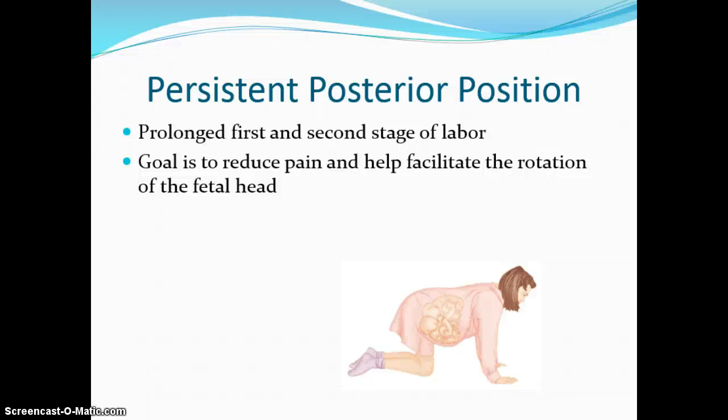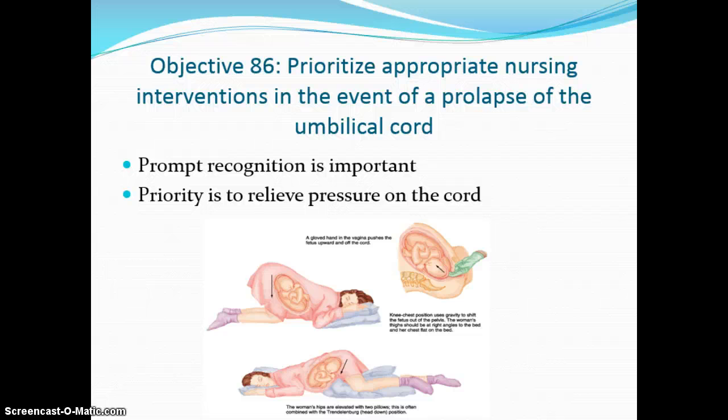So measures that we're going to utilize to facilitate fetal rotation, having her on hands and knees, having her squatting, having her do lunges, just different things to try to help promote the baby to move. We also need to talk about a complication called umbilical cord prolapse.